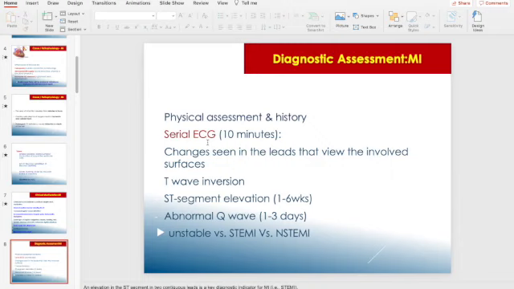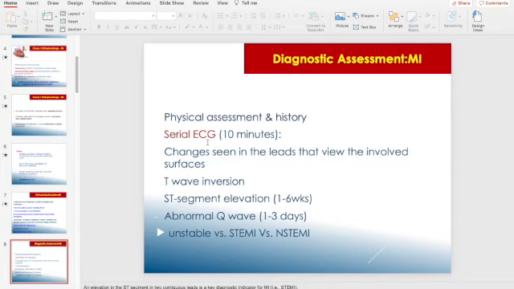And we have to take serial ECGs. It's very important to put the patient on serial ECG for 10 minutes, because we have to repeat the ECG. For example, in an emergency, you will see that they repeat the ECG one time, two times, three times to check if there are any changes in the ECG. Sometimes the patient will come to the emergency department with chest pain but without any ECG changes, but after 2 hours or 3 hours, the patient may develop some ECG changes.